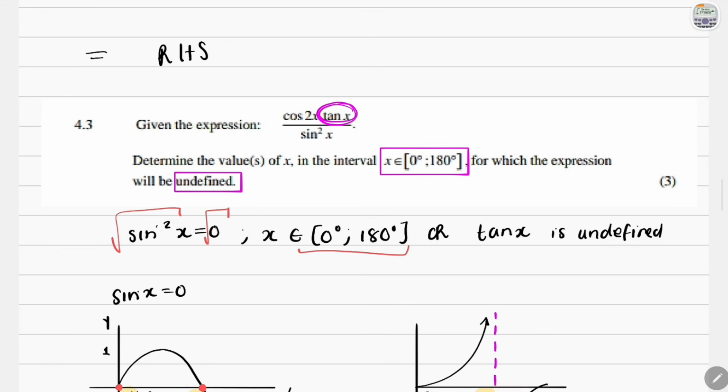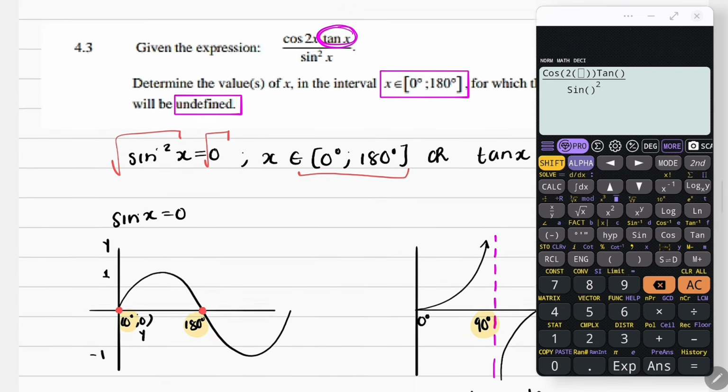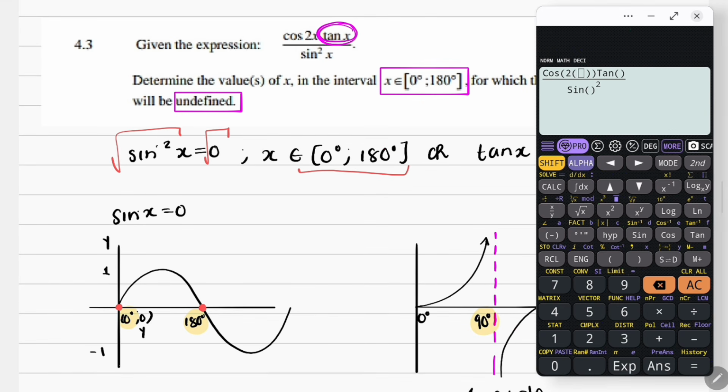Now, if you take this expression on your calculator and actually substitute these values, you will see that they will be undefined. When you try 0 degrees, the minute you put 0 there, you see indeterminate, so it's undefined. If you tried 180 degrees, you'd have a similar situation. It's still saying indeterminate because that denominator is 0. So 180, same thing.